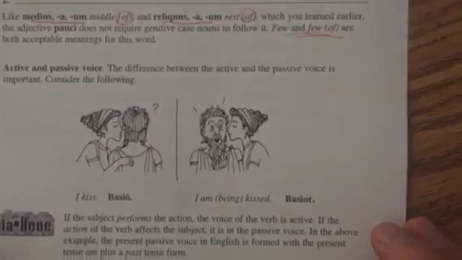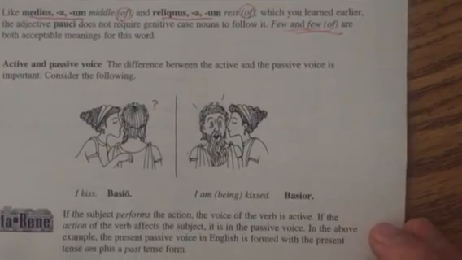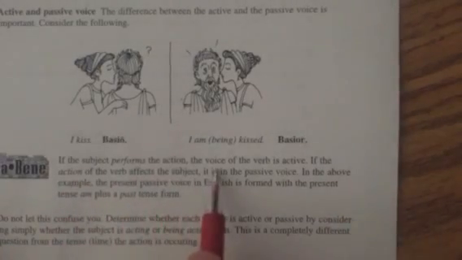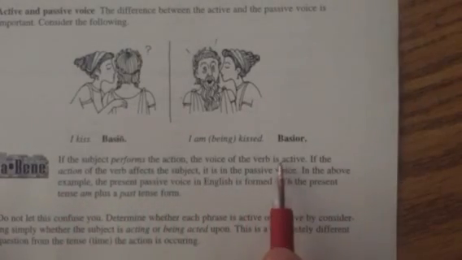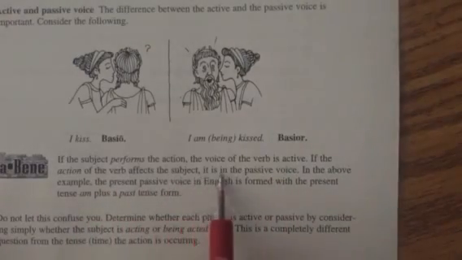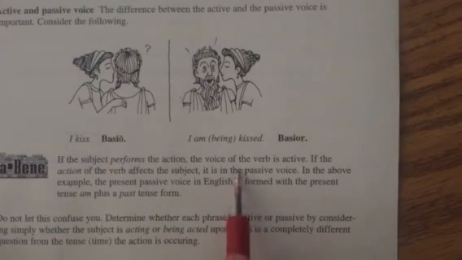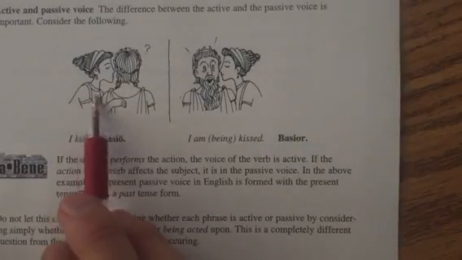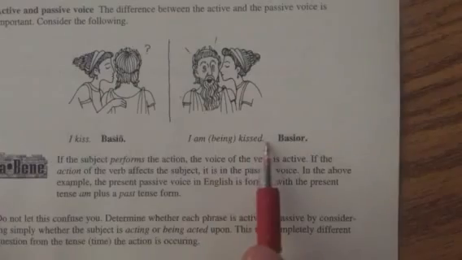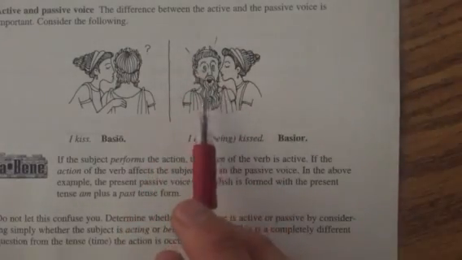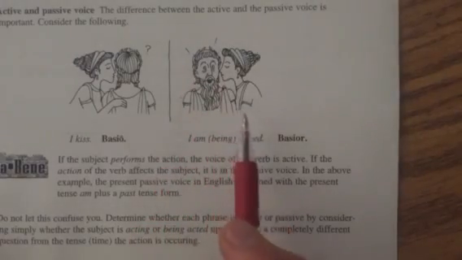So now the rest of this workbook has to deal with the active and passive. And it's very important here that you read the nota bene. If the subject performs the action, the voice of the verb is active. So if the subject is being active, it's active voice. If the action of the verb affects the subject, it is the passive voice. So if the subject is being acted upon. Up in this picture, look at I kiss, and this is from the point of view of the woman. I am being kissed, and this is from the point of view of the man. The man is not doing anything; he's being acted upon.